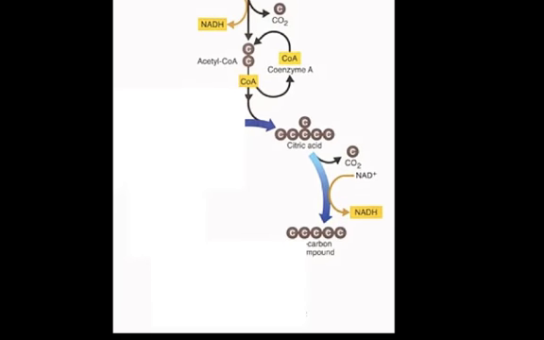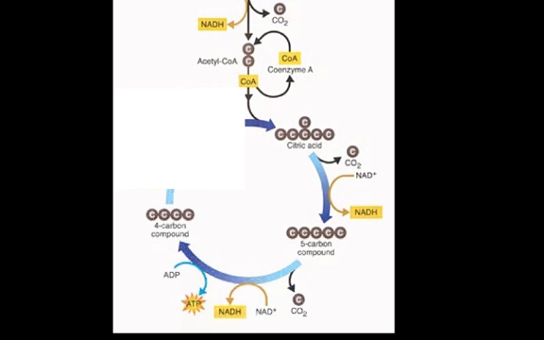Carbon dioxide is released again, and NAD oxidizes the reactants, leaving a 5-carbon compound. In the next step, another CO2 is released and another NAD does some oxidizing, and one ADP is phosphorylated into one ATP. This leaves a 4-carbon compound. But wait, there's more.